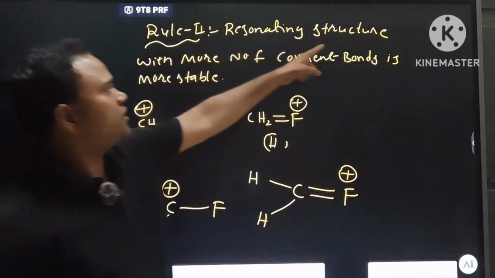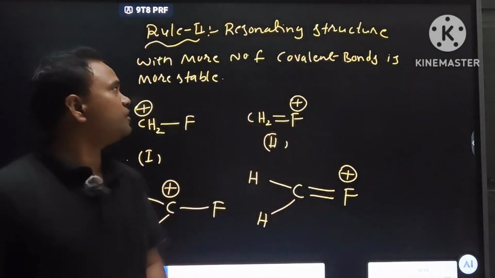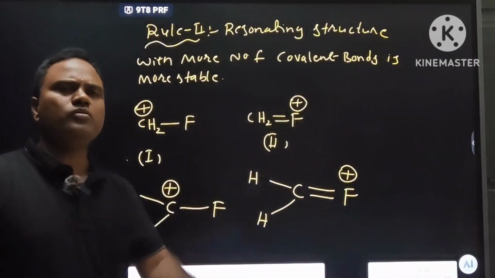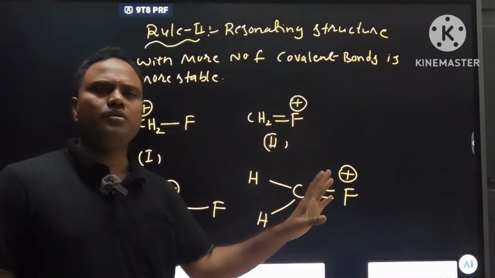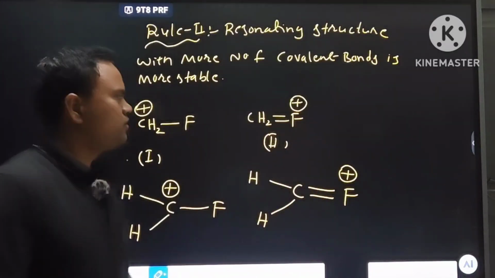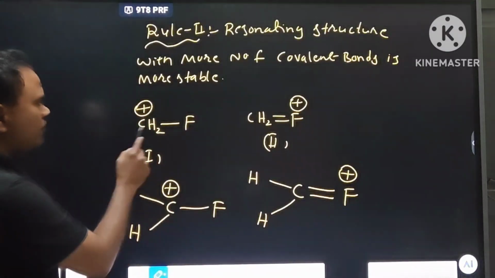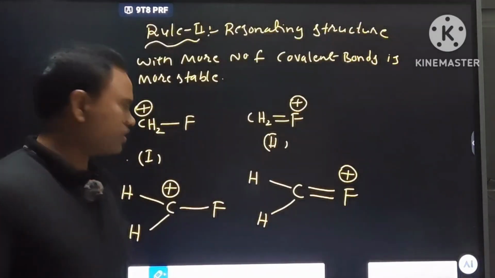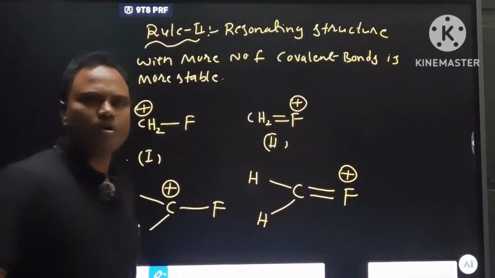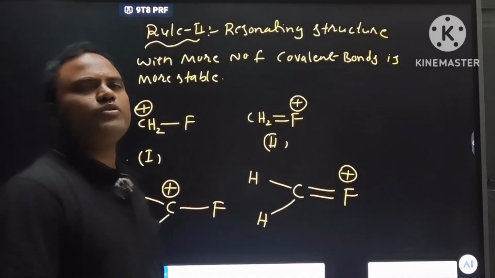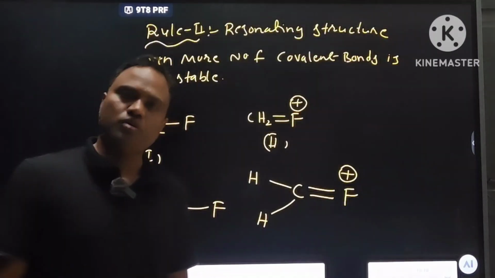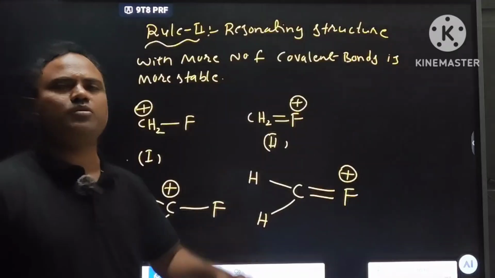See this point, a resonating structure with more number of covalent bonds is more stable. Covalent bond means count single, double, all the bonds, right? Clear? 2 hydrogens, 2, 3, 4. 2 hydrogens, 2, and the middle one 3. 3 covalent bonds are there. Here 4 covalent bonds are there. So a resonating structure with more number of covalent bonds is more stable. So this is the more stable resonating structure.